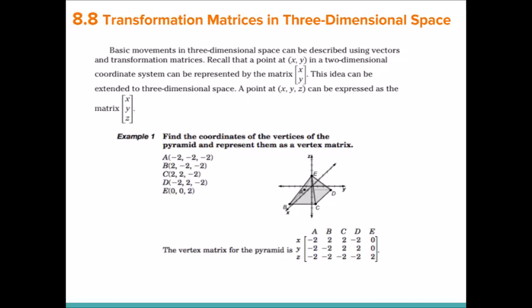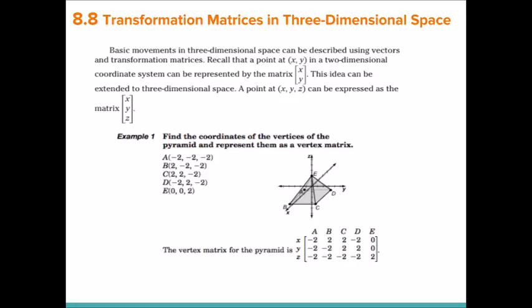8.8, transformation matrices in three-dimensional space. Basic movements in three-dimensional space can be described using vectors and transformation matrices. Recall that a point at x, y in a two-dimensional coordinate system can be represented by the matrix x, y. This idea can be extended to three-dimensional space. A point at x, y, z can be expressed as a matrix x, y, z.